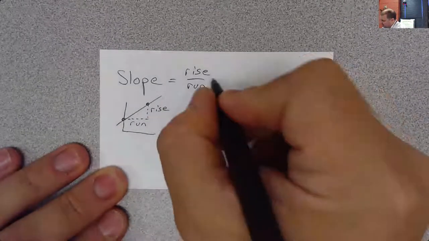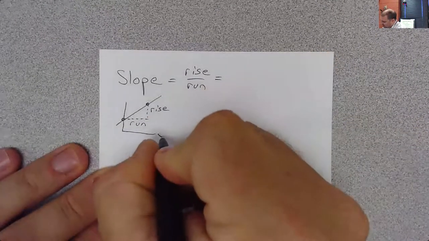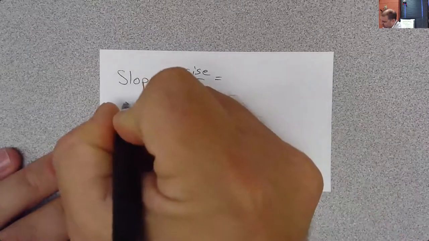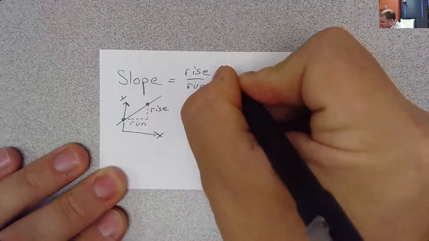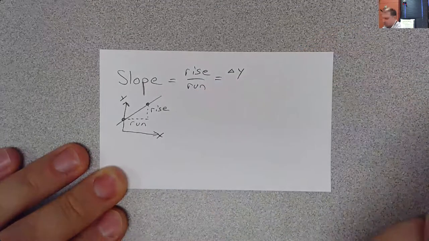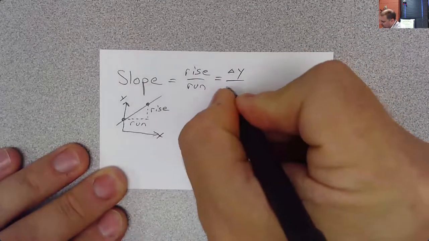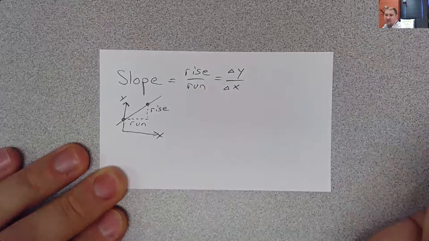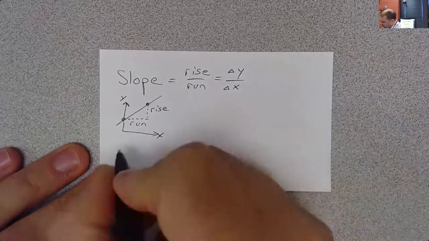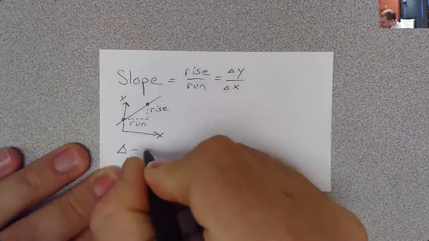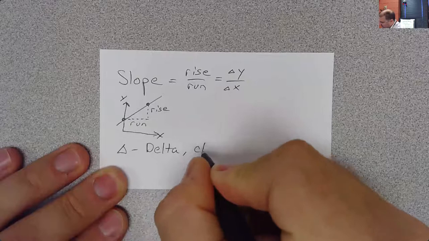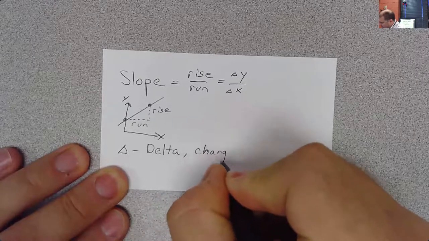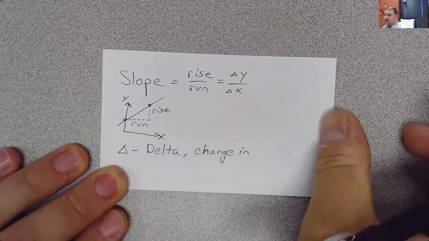And the other way you could think about that is if this graph is X and Y for the axes, then our rise is our change in Y over our change in X. That's what this triangle means. This triangle is the Greek letter delta, and it means change in this usage at least.